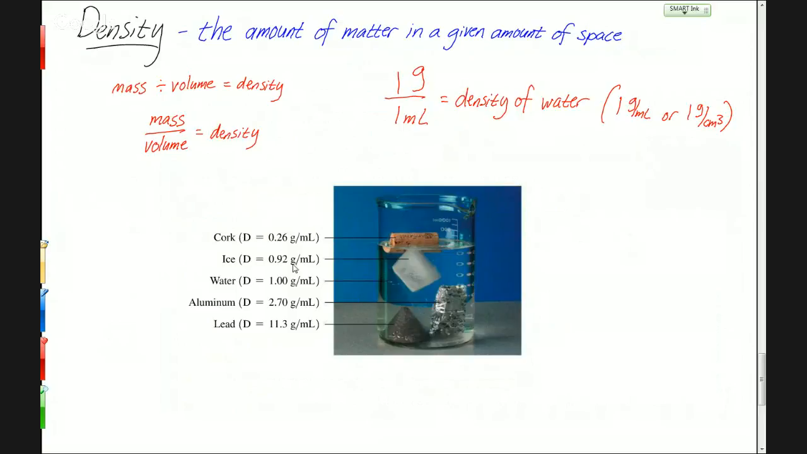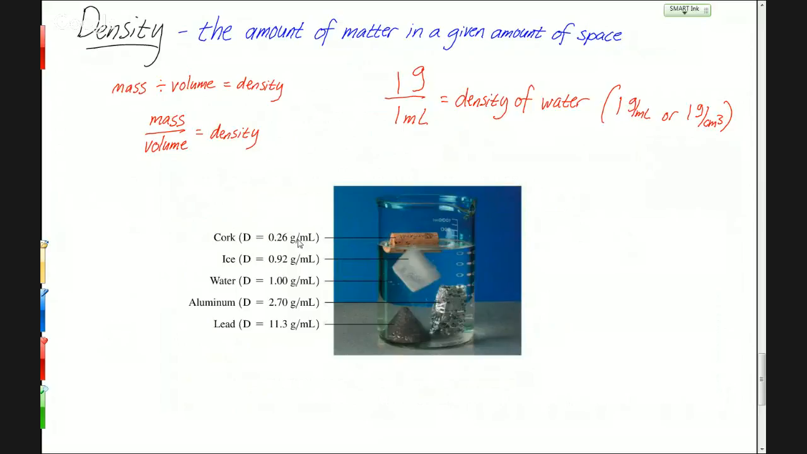Water is 1. Ice is a little bit less dense than water. There's actually a little bit of space in ice. That's very unusual. Most solids are more dense than their liquid counterpart, but water is different that way. So ice is a little bit less dense. You'll notice it floats in the water with just the tiniest bit peeking out, because it's just a little bit less dense than water.